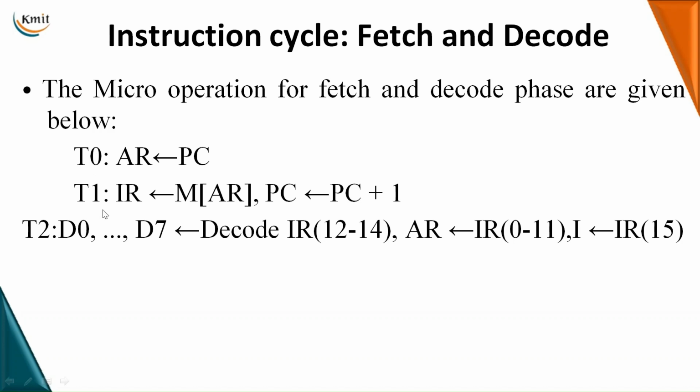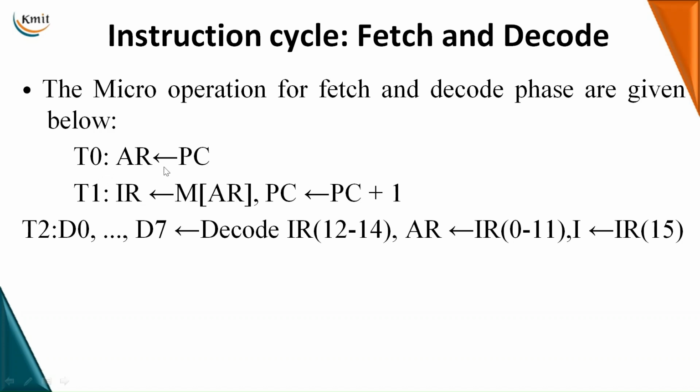At timing signal T1, the memory, M of AR, where M represents the memory unit of your computer, is accessed at the address pointed by the address register. Whatever instruction is there at that address is copied into a register called the instruction register. As we know, the instruction register holds the instruction that is currently being executed by the CPU. That is done at timing signal T1.